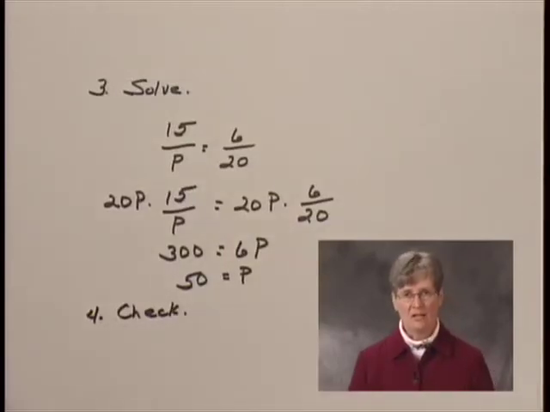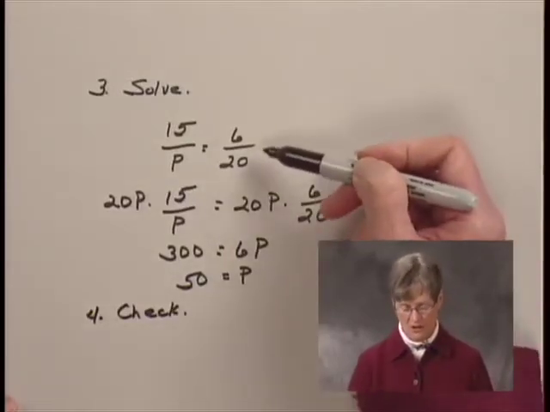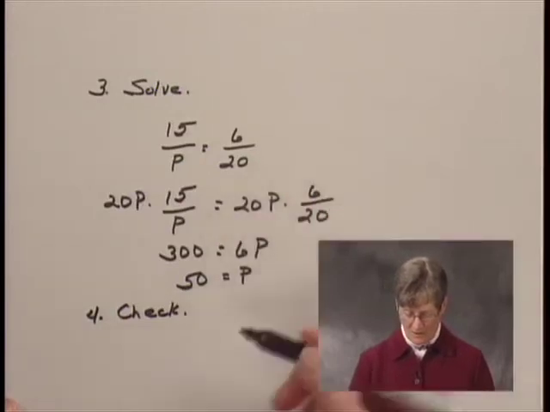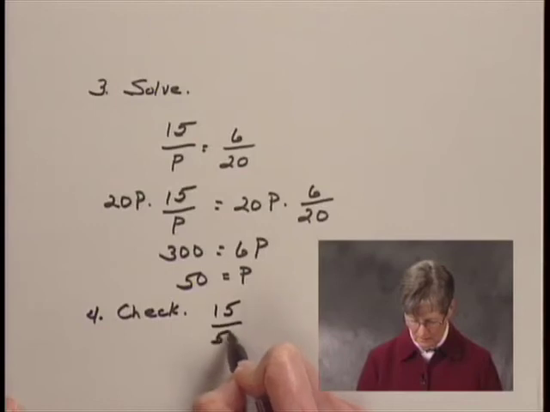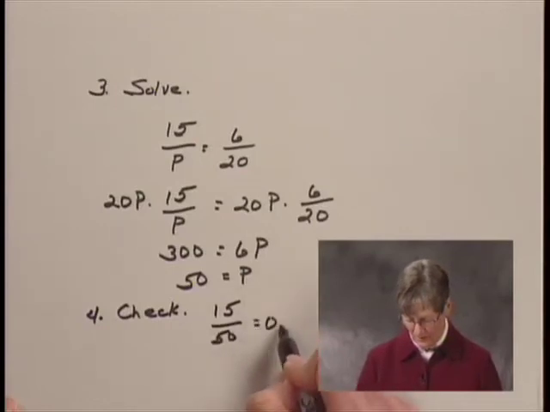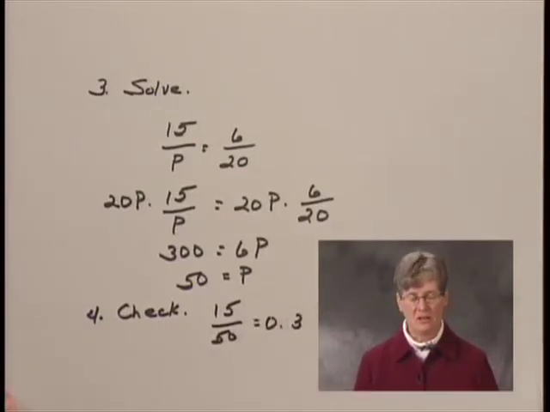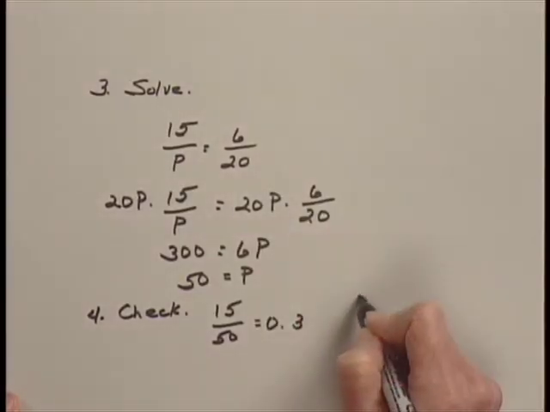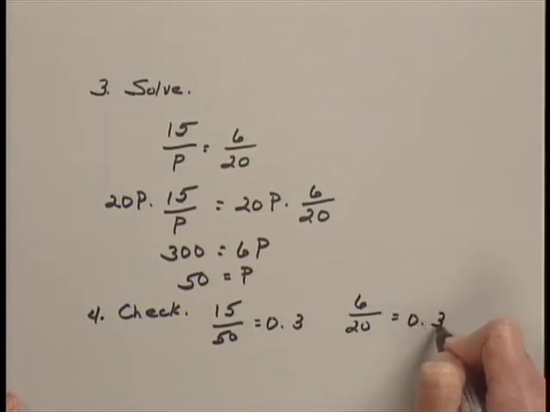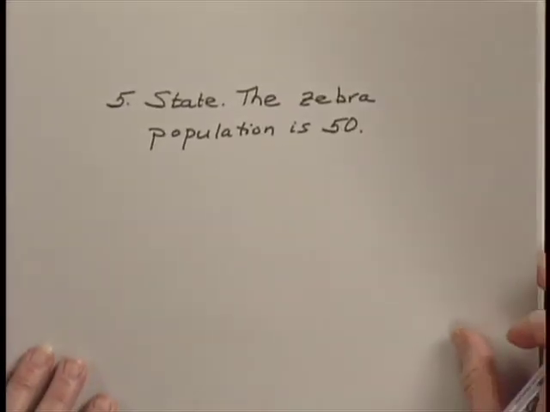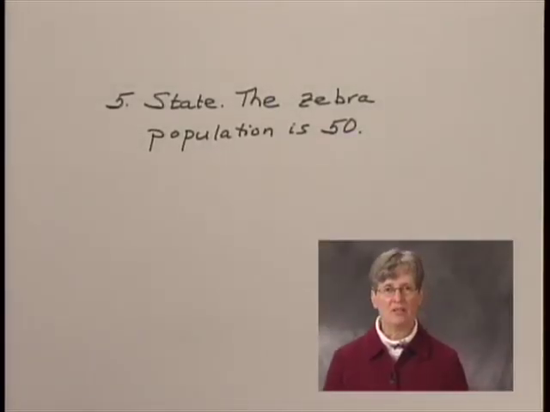And let's check that to see if it seems like a correct solution. One way that we can check is just to compare these two ratios that we were working with. 15 over P is 15 over 50, and that's equivalent to 0.3 in decimal notation. And the other ratio, 6 over 20, is also equivalent to 0.3. So because the ratios are the same, we're certain that we have a correct solution to the problem, and that lets us state the solution. We say the zebra population is 50.